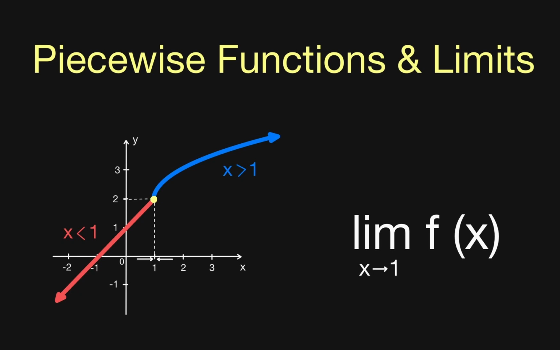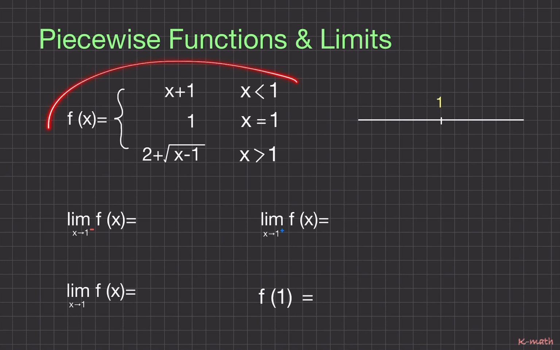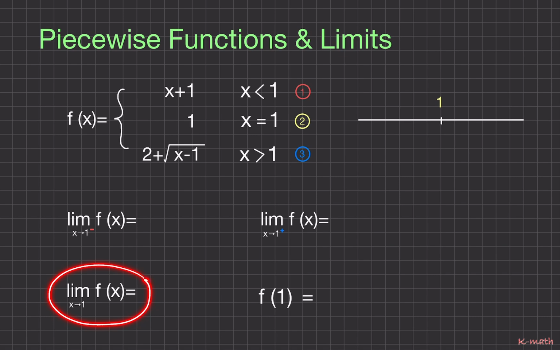In piecewise functions, what happens to the limit exactly where the expression changes? Let's figure it out together. Here's a function f of x. We are using different expressions before and after x equals 1. Let's number the expressions. Well, what is the limit as x approaches 1 of f of x?